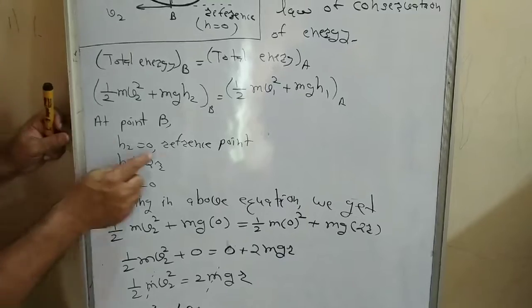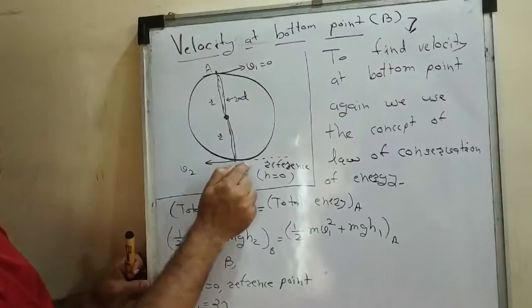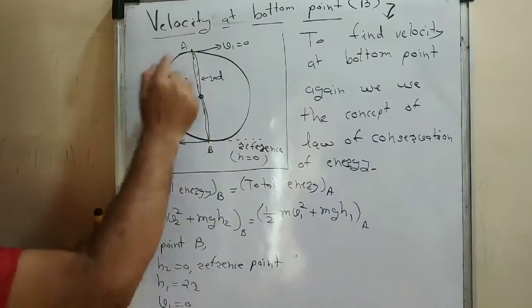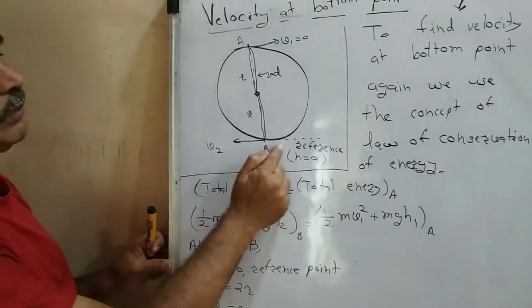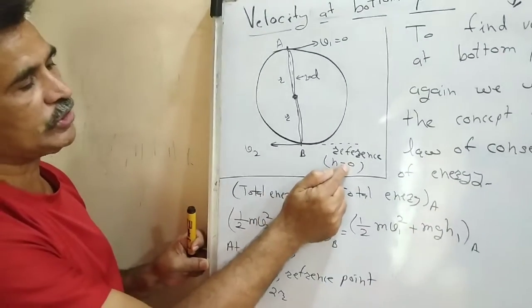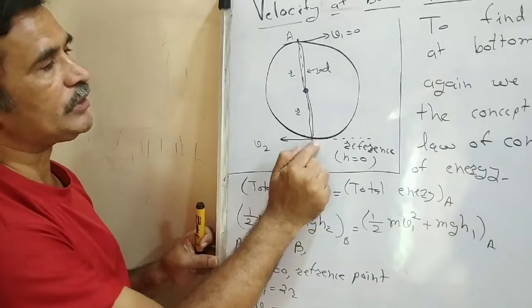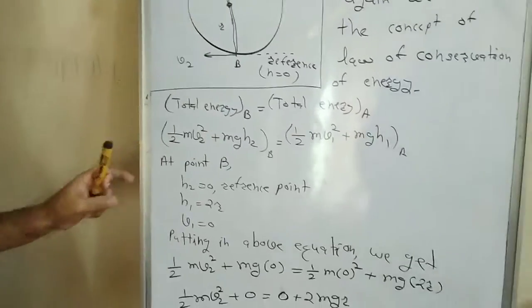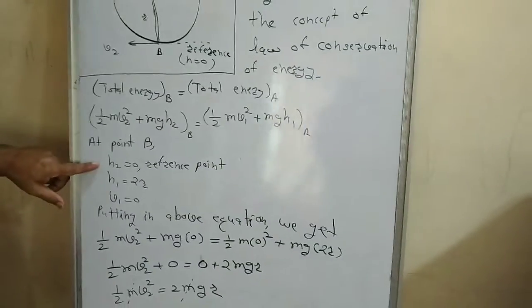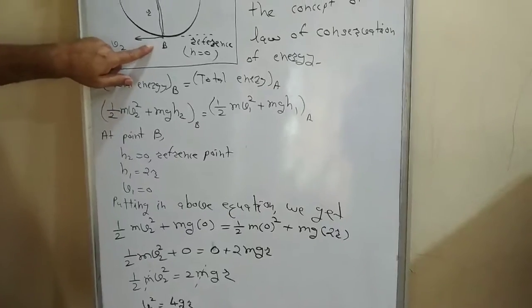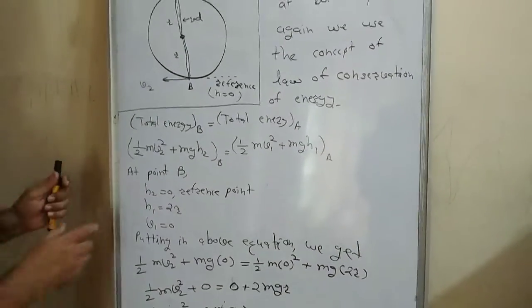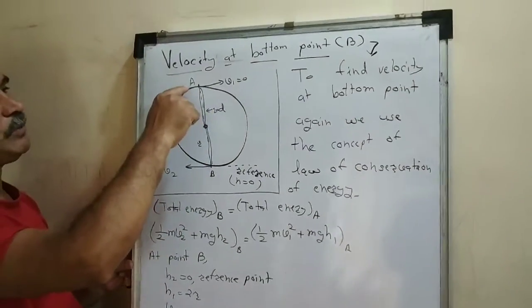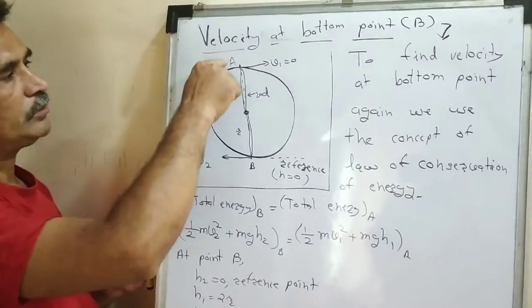So for point B, h2 is equal to 0. Why? Because this is the lowest point in VCM, and for simplicity we assume that h is equal to 0 is the starting point, with respect to which we are measuring height. So we get h2 equal to 0 for point B. Then h1 means this typical distance with respect to point A, the upper point.